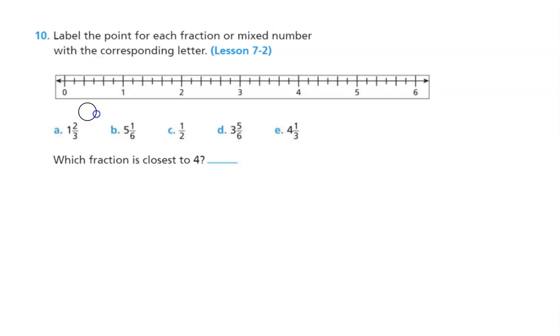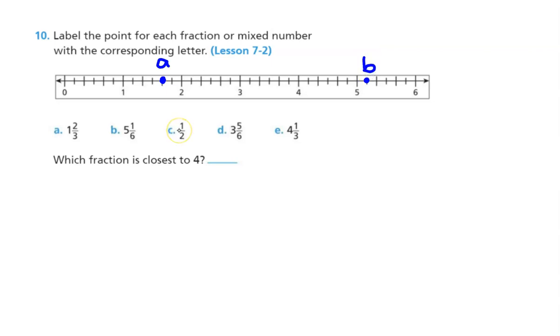I'm going to erase those though because they're in the way. So this one wants me to do 1 and 2/3. Well, first I need to get somewhere between 1 and 2, and then this is going to be 1/3, and that would be 2/3. So my letter A is going to be right there. For B, it's 5 and 1/6, so that means I need to be somewhere between 5 and 6. And then it says 1/6, so that's going to be this little one right there.